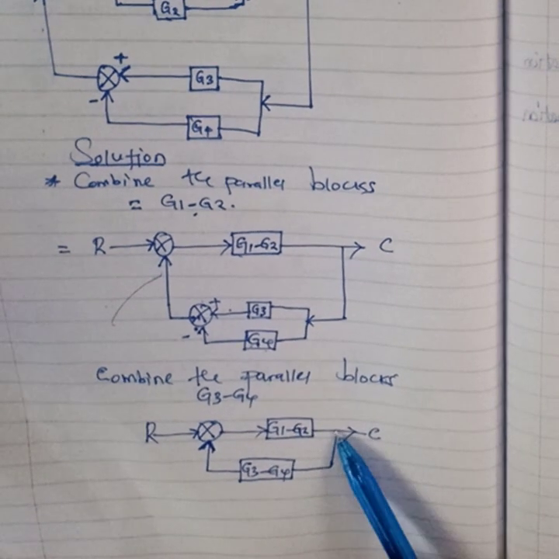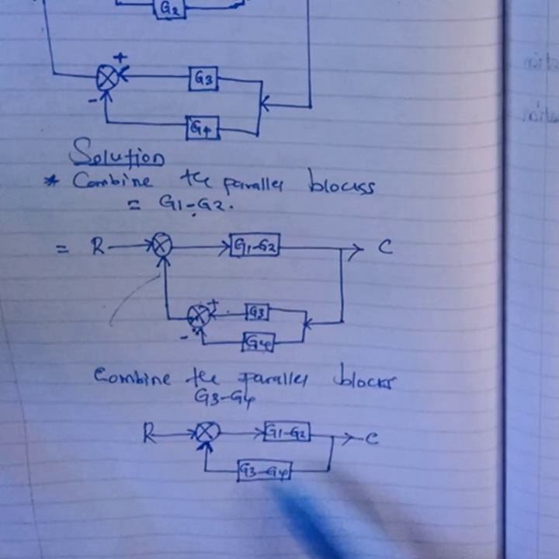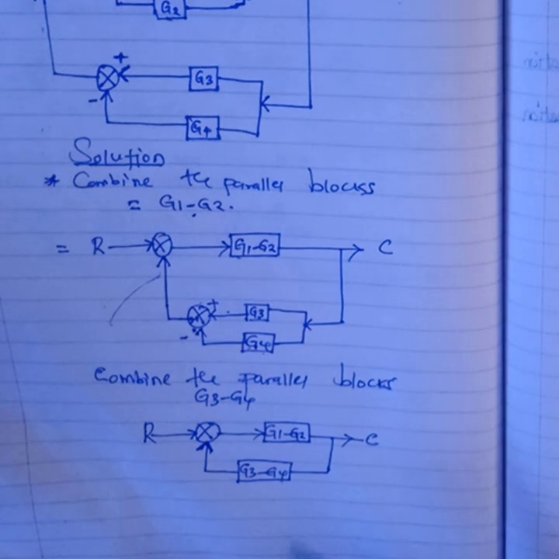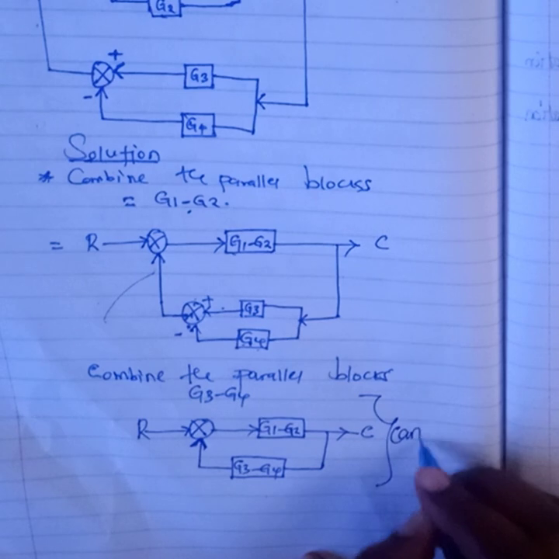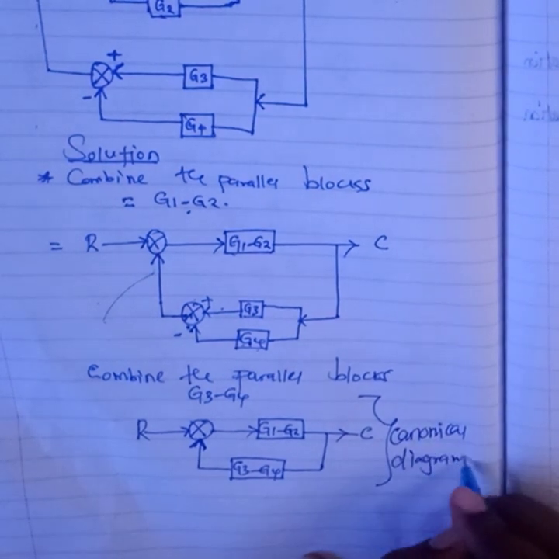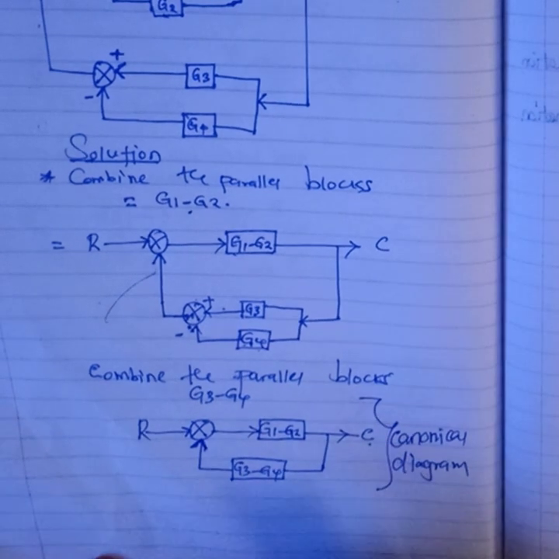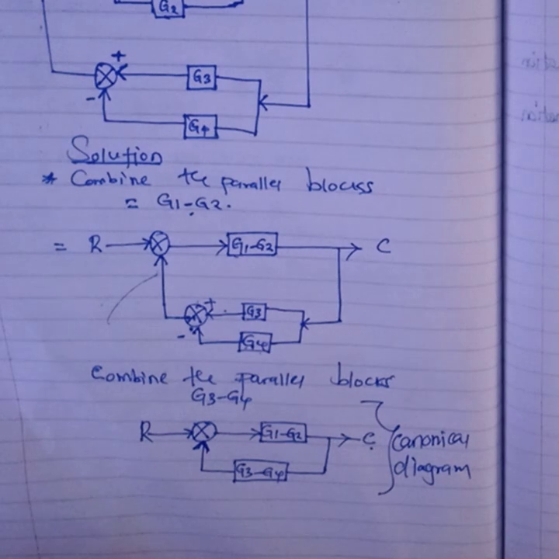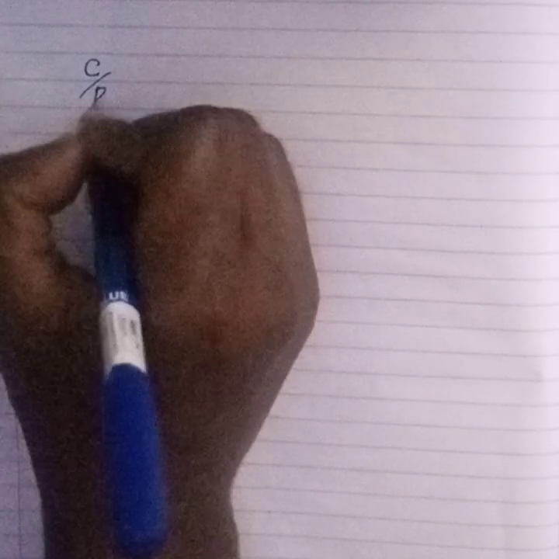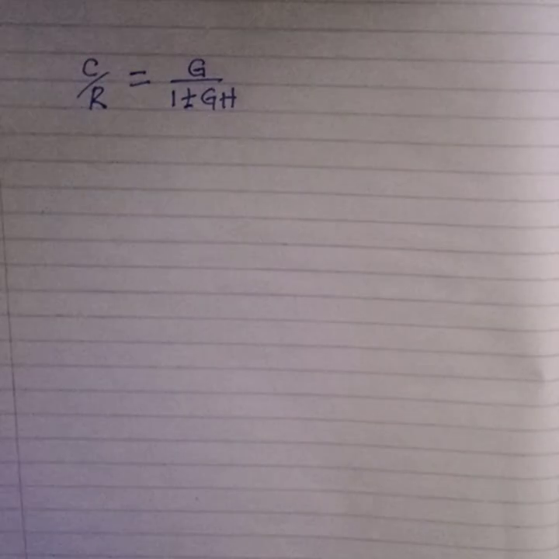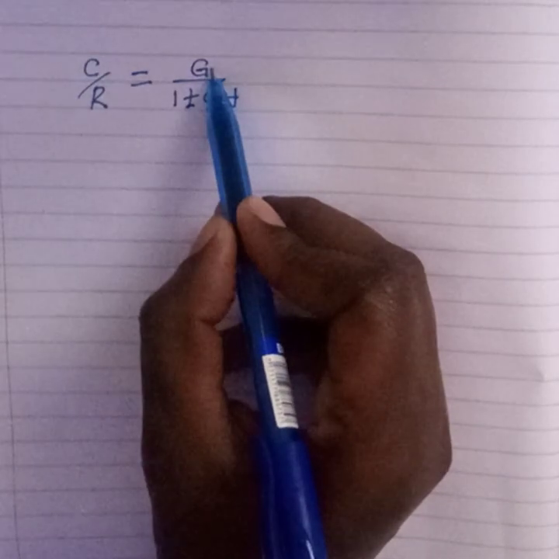Then when I reach this point, you see that I have a feedback path. So the feedback element here is G3 minus G4, and I still have one block in my feedback path. So now this one becomes my canonical diagram, because I have only one block in the forward path and one block in the feedback path. I have the output C and the input R. So from there, I can now obtain the transfer function of this system. The transfer function is the same as the control ratio. So this transfer function, C over R, is given by G over 1 plus or minus GH.